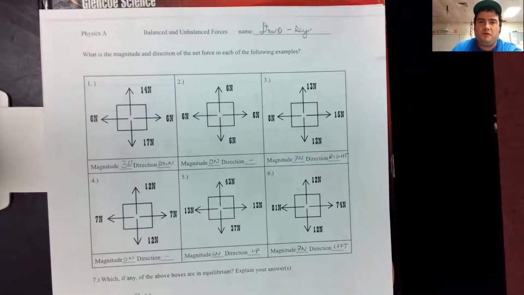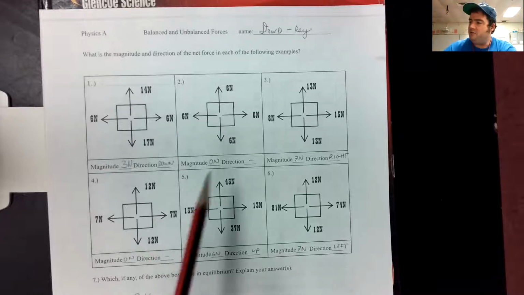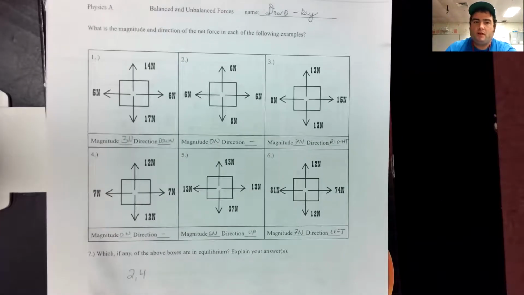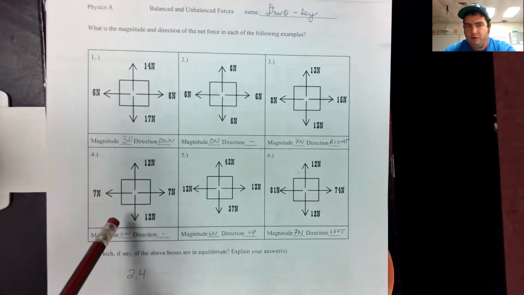And as we look through these first 6 problems, what we end up seeing is that in 2 cases, number 2 and number 4, we have an object in equilibrium. Most people see number 2 because we're pulling with the same force in all directions, and that makes it obvious that it cancels. Number 4, you want to make sure you see that as well.